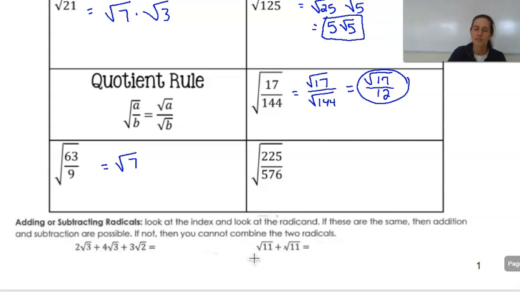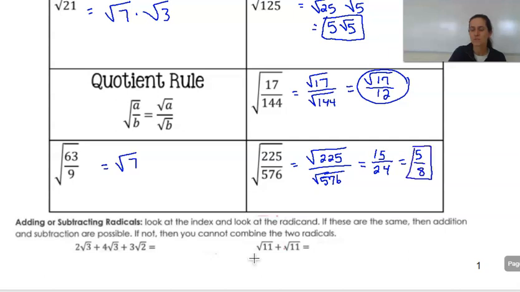225 does not divide into 576 evenly, so that means I have to separate them. So square root of 225 over square root of 576. However, they are both perfect squares. Square root of 225 is 15, and the square root of 576 is 24. And then I can also simplify that even farther. So 3 goes into both, so I would get 5 over 8.